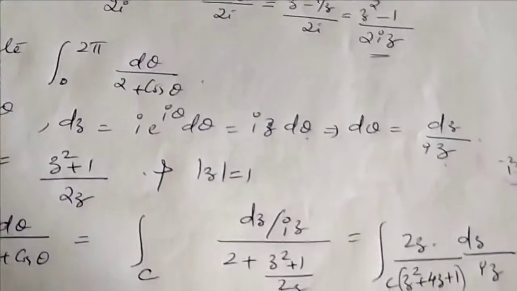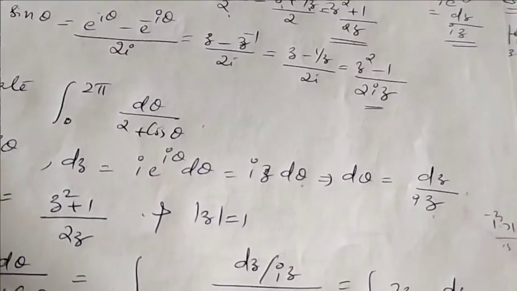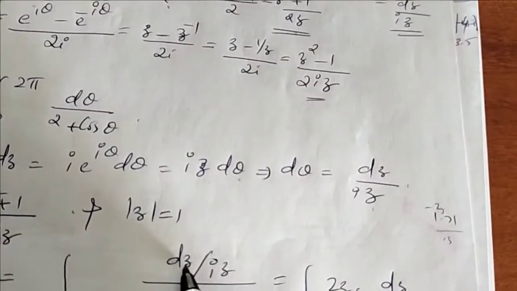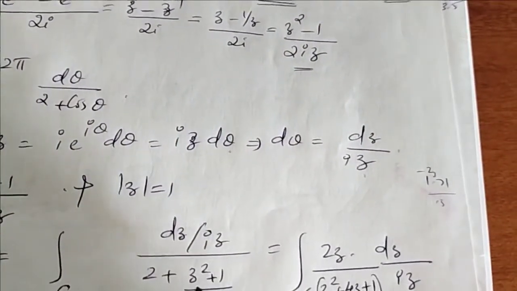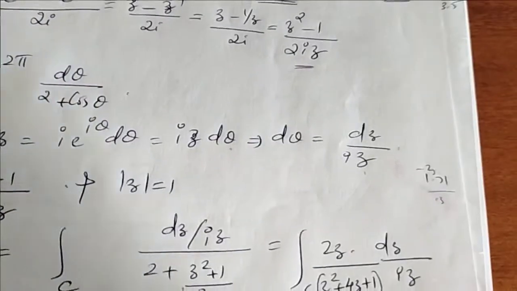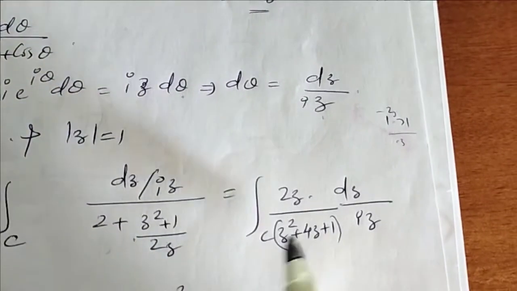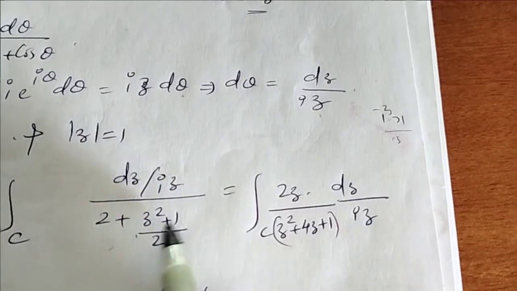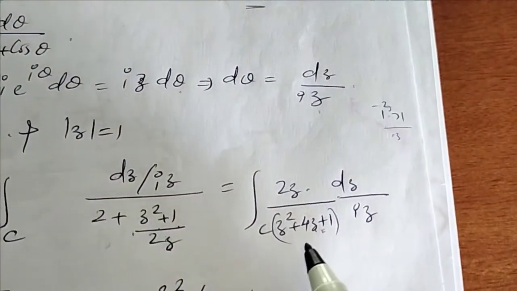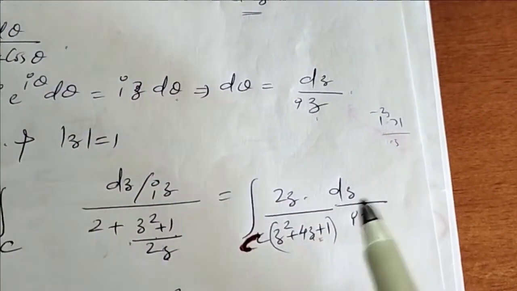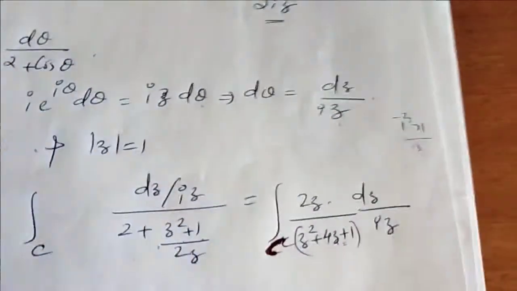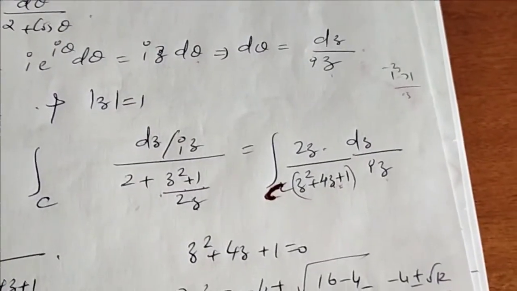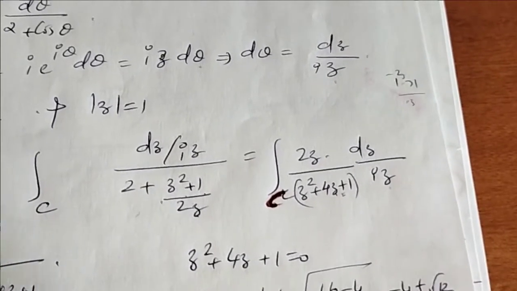Then the integral will be, question is integral 0 to 2 pi. So integral over c, d theta dz by iz, by 2 plus cos theta, z square plus 1 by 2z. We can simplify this one. So take 2z as LCM in the numerator: 4z plus z square plus 1, that is z square plus 4z plus 1. Integral over c. Then iz in the denominator, z cancelled. So 2 by i integral over c dz by z square plus 4z plus 1.